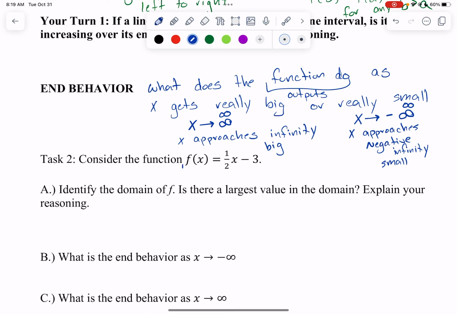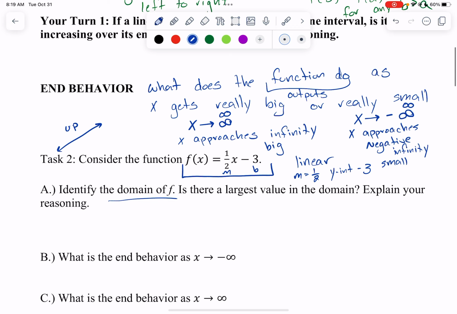So if we look at this function right here, f of x equals 1/2 x minus 3. I can tell that this is going to be a linear function, mx plus b, with a slope of 1/2 and a y-intercept of negative 3. Since my slope is positive, it's going to go up from left to right. That's always good to think there. Identify the domain of f.